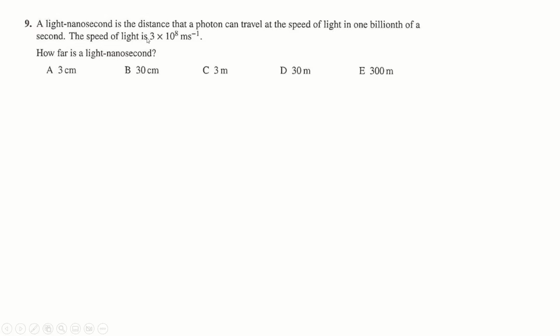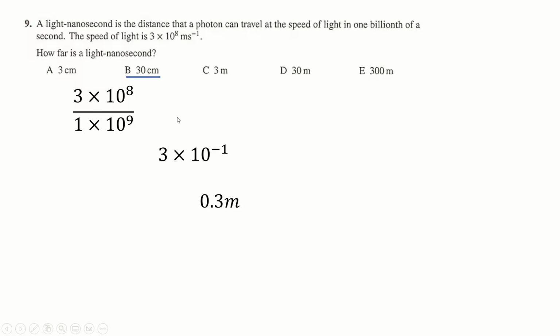But anyway, a billionth of a second is 1 times 10 to the minus 9. So you do this divided by 1 times 10 to the 9, I guess is another way of saying that. Of course, 3 divided by 1 is 3. This is 3 times 10 to the power minus 1, which is 0.3, which is 30 centimeters, because that was all in meters, of course.